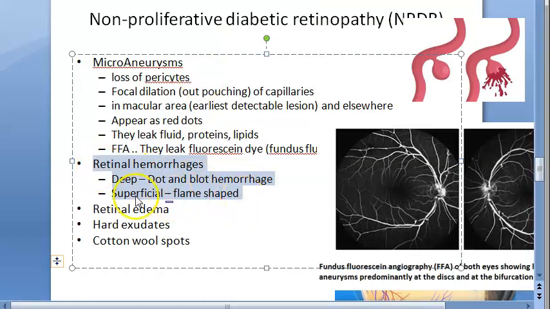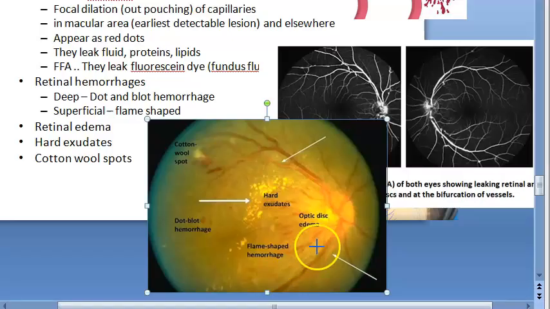There are two types of hemorrhage, deep or superficial. If it is deep, it will be dot and blot hemorrhage. If it is superficial, it will be flame-shaped. So here you can see some flame-shaped hemorrhage. You can see dot blot, this one, dot blot hemorrhage. Dot blot hemorrhages are deep. Flame-shaped hemorrhages are superficial.